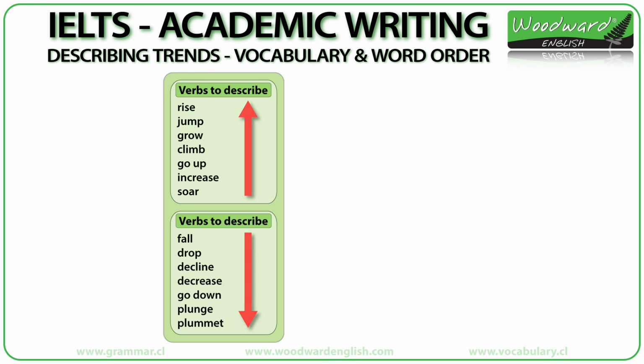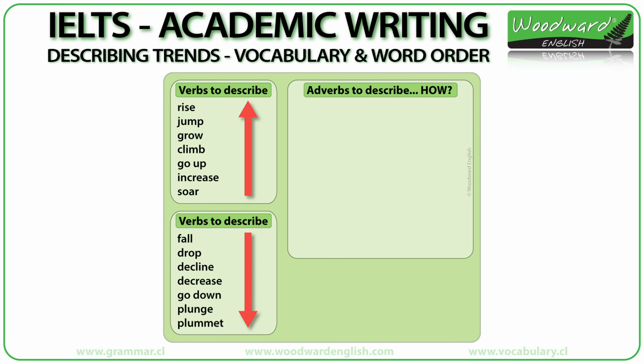As we have seen, to give a more accurate description, we have to use adverbs after the verb. Adverbs describe how something happens. Some common adverbs include slightly, slowly. This means it happens at a small rate or small amount.